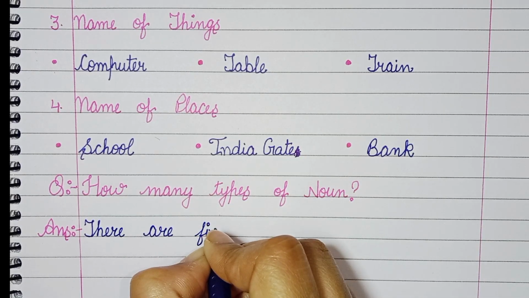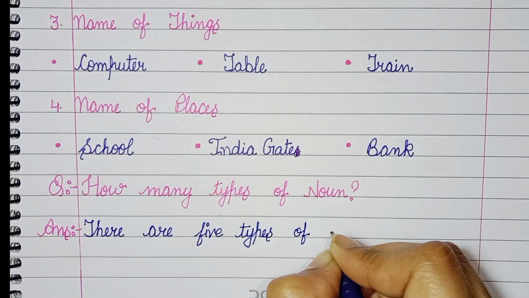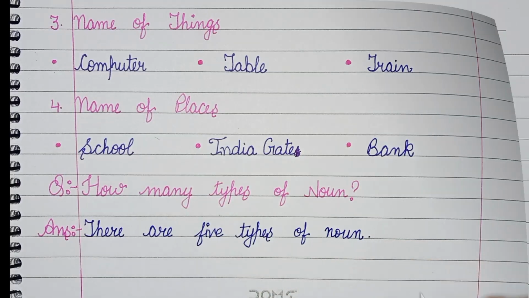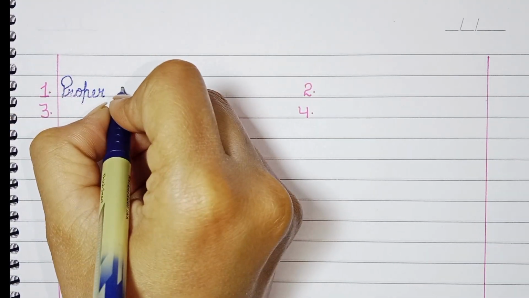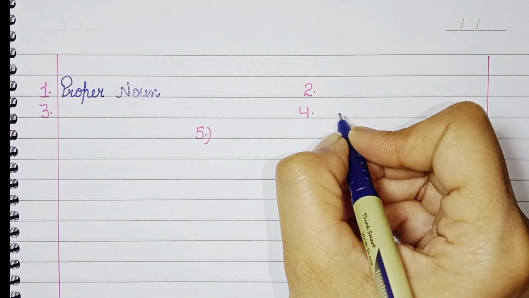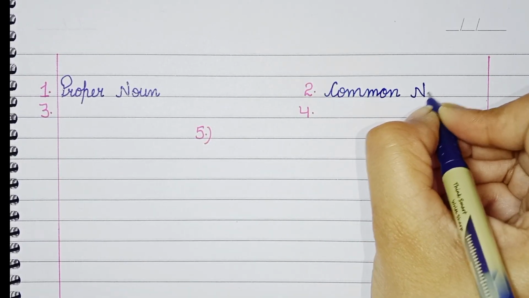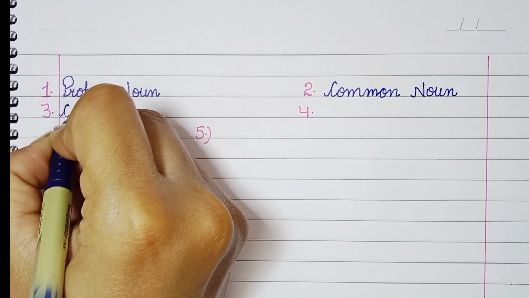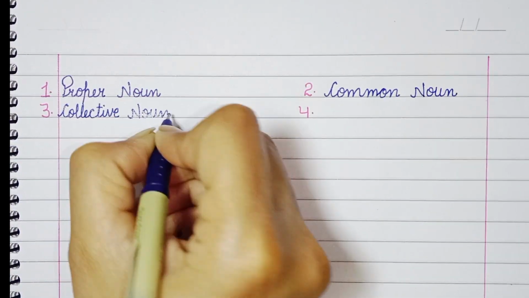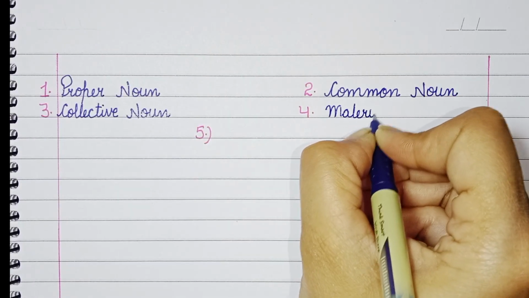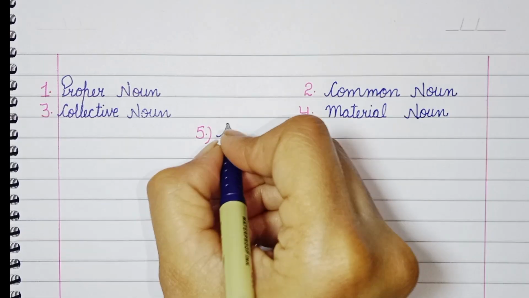There are 5 types of noun. First one is proper noun, second one is common noun, third one is collective noun, fourth one is material noun, and the last one is abstract noun.